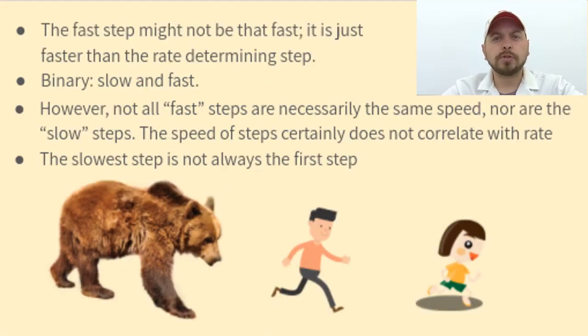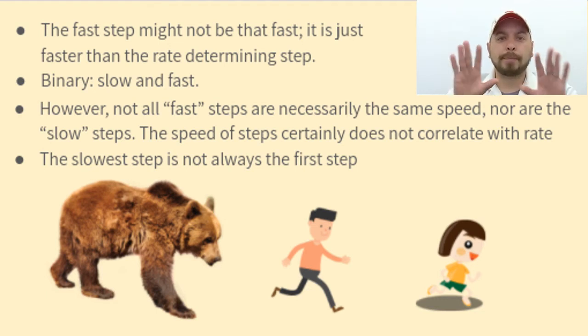But the one slowest step will be ascribed the slow title, and all other steps will be ascribed a fast title. You can kind of think of this like you and a friend being chased by a bear, okay? It actually doesn't matter how fast you are, you just have to be faster. Even if you're slow, as long as your friend's slower, you'll be fine. And in chemical reactions, the fast step might not be all that fast. It's just simply faster than the rate limiting, rate determining step, okay?